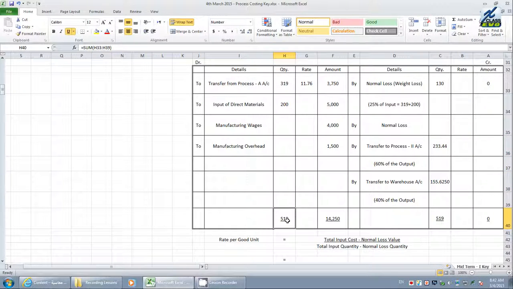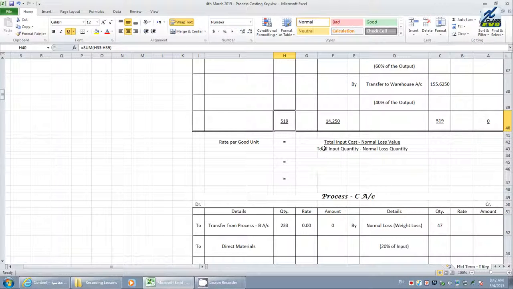Total input is 519 minus output, which is the normal loss value, weight loss is 130. The balance 60% will go to the next process, 40% would be sold. The same thing. Now we have to calculate rate per good unit. What is the formula here? Rate per good unit: good unit value, total input cost.